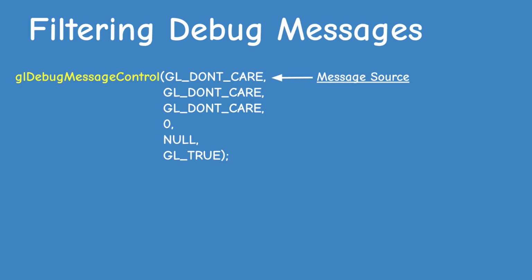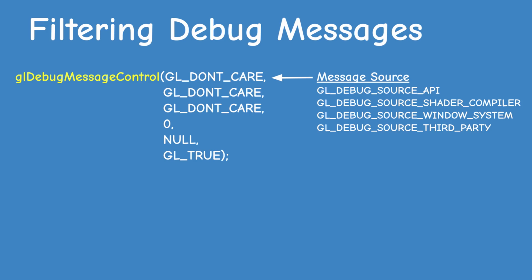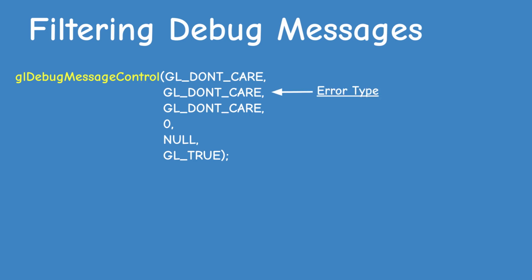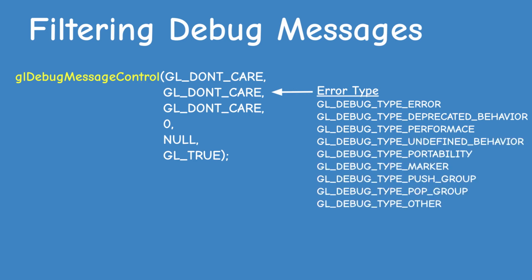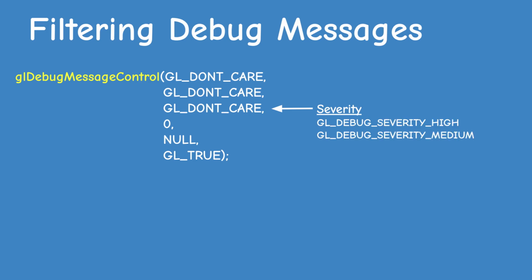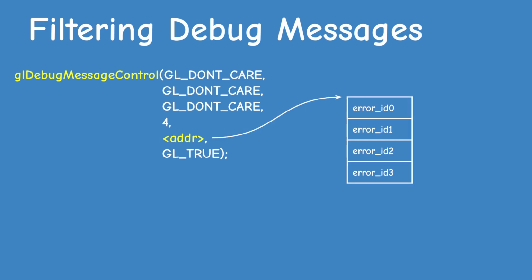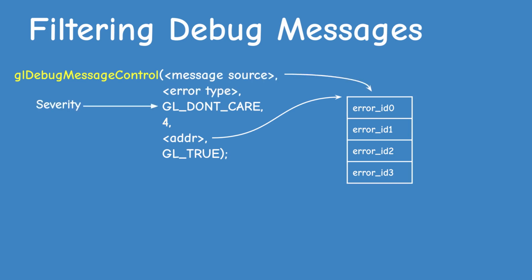The source of the message may be the OpenGL runtime itself, the shader compiler, the windowing system, a third-party library, or the application itself. The error type may be a general error, deprecated behavior, performance issue, and a bunch of other problems. The severity of the error is similar to what you are probably familiar with from various logging mechanisms. The fourth and fifth parameters allow you to filter specific message IDs that match the source and type. This is simply a pointer to an array of error IDs and the length of the array. If you're using this feature, make sure the source and type are not GL_DONT_CARE and that they match the error IDs in the array, and set the severity to GL_DONT_CARE.